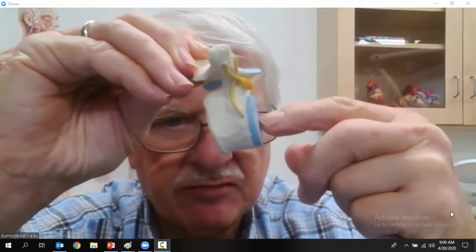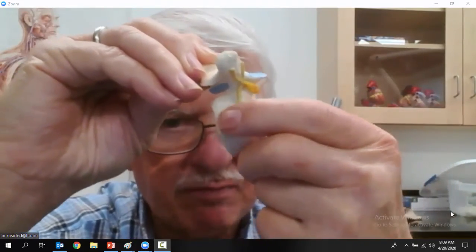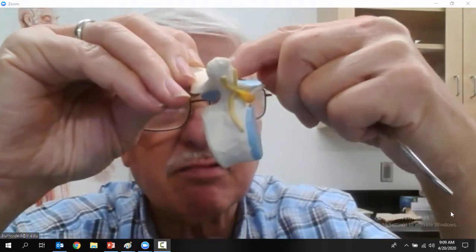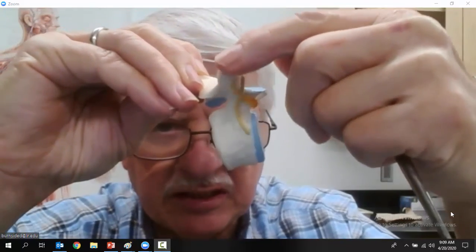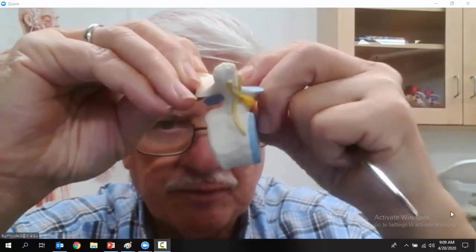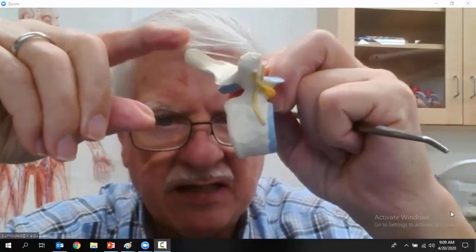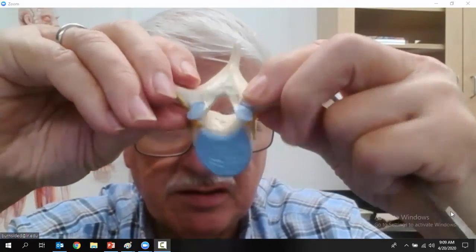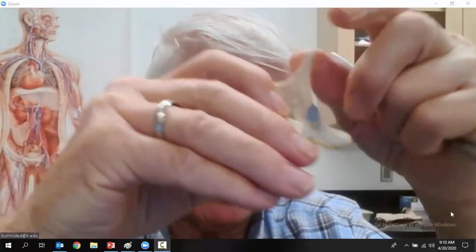Okay, well, you can see the vertebral disc. This is the body of the vertebra. This is the transverse process sticking out on the side, and then this is the spinous process. Okay, so that's a typical vertebra, the structure of it.